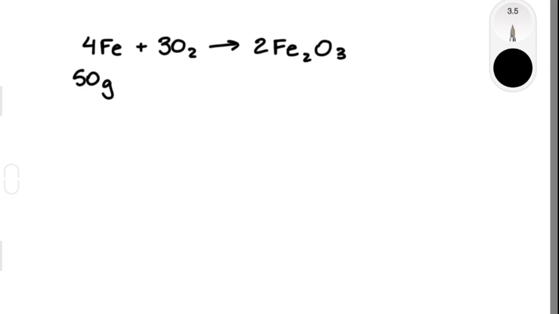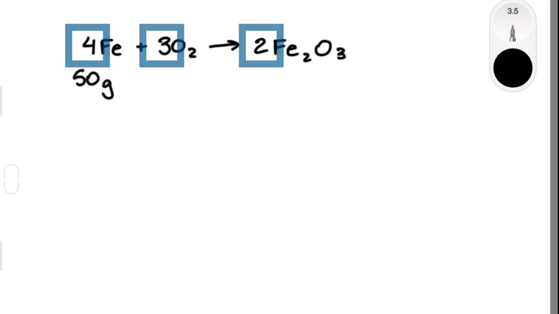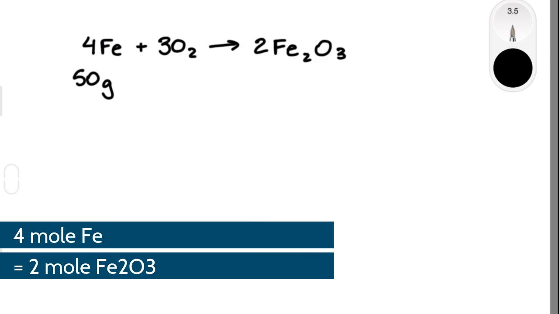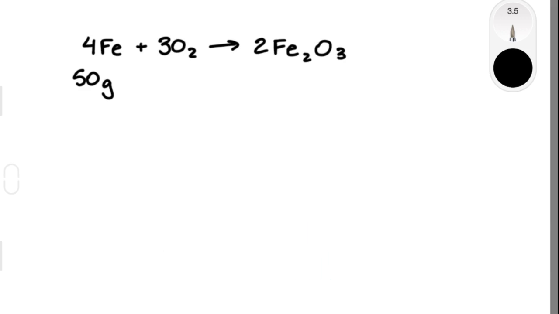4Fe plus 3O2 becomes 2Fe2O3. Basically, according to Stoic, the coefficient of a reactant or product corresponds to the ratio of moles of each molecule to each other. In simpler terms, for every 4 moles of Fe, given that there's excess oxygen, there are 2 moles of Fe2O3. Now, let's take a look at the question.